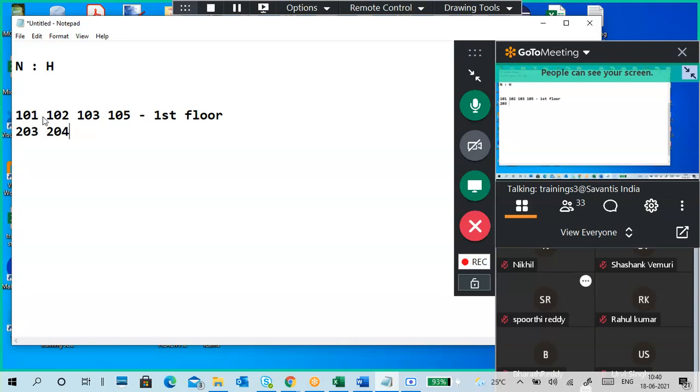Some numbers I am putting here. Anything, no problem. So which floor is it? Second floor. So you understand the concept, right? So floor, door number. And I will give you another example.